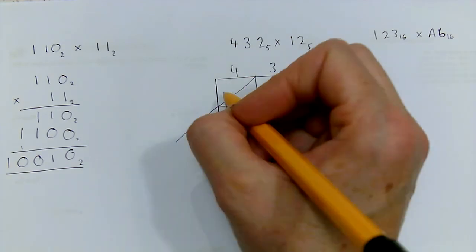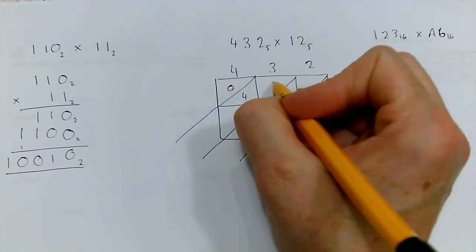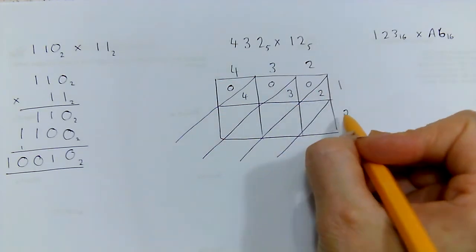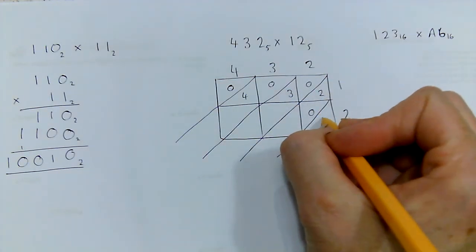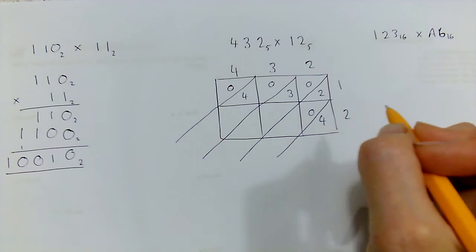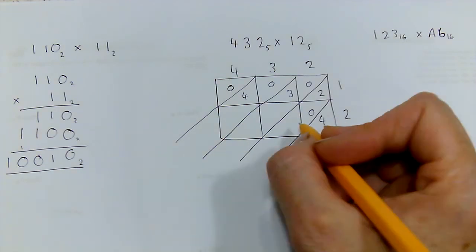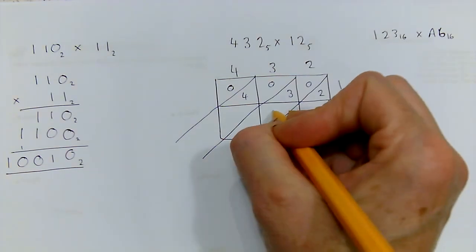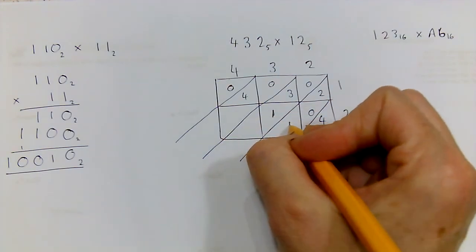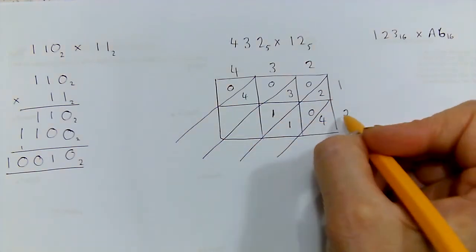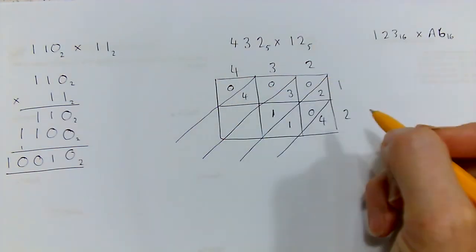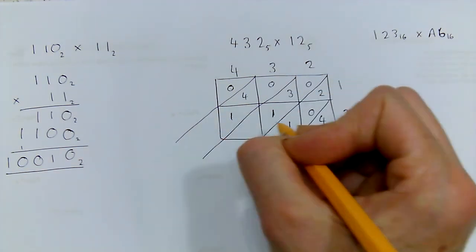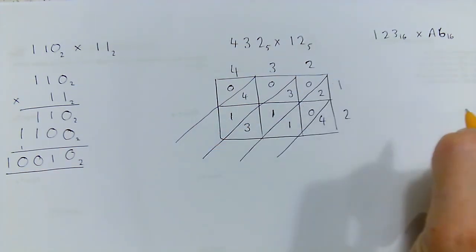So I'm doing 1 times 4, 1 times 3, 1 times 2. And now I'm doing 2 times 2. 2 times 3 is 6. Now we're working base 5, so I can't write 6. 6 is 5, so a single 5 plus 1. Okay, and now 2 times 4 is 8. Again, that's more than 5. And 8 is a single 5 plus 3.